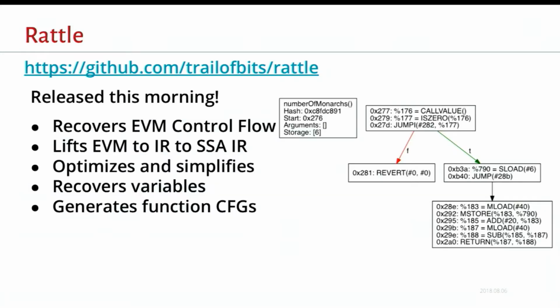For some hot off the press kind of news, Rattle is a tool made by my friend Ryan. It lifts EVM to an IR. That IR has a single static assignment form, and it can do a lot of optimizations and simplifications. It can actually go between basic blocks and summarize code. This is something that the Solidity compiler itself doesn't really even do yet. It can also analyze all the references to a certain memory address or storage address and recover some variable information. This is the example output. It's like a dot file.